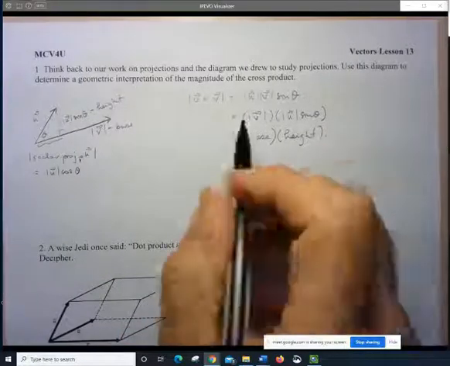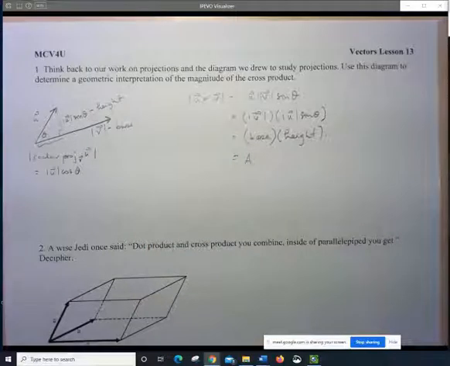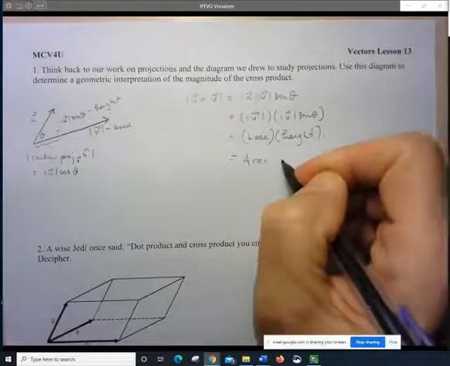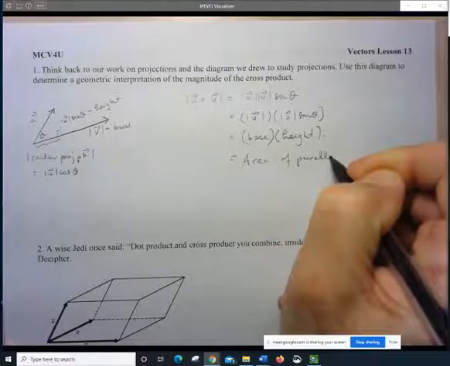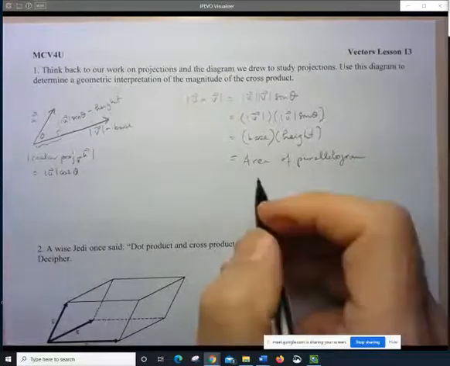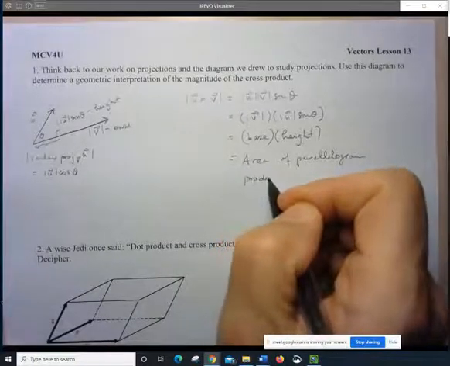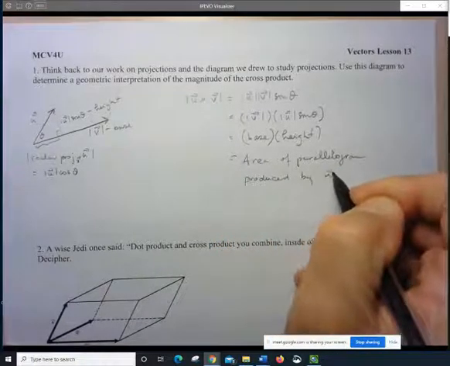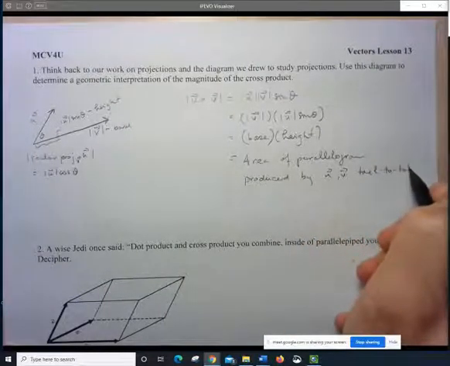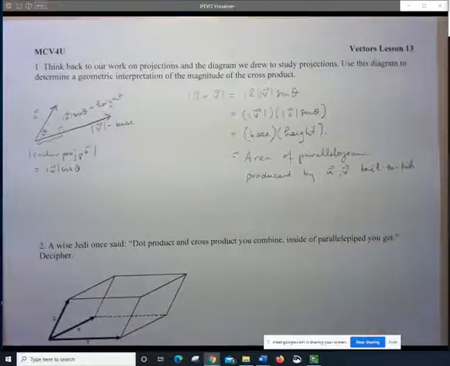So we realize here that this magnitude of the cross product geometrically, excuse me, just represents the area of the parallelogram. I think I got that right. Okay, produced by u and v tail to tail. Okay, so we see how this parallelogram formed by two vectors just keeps coming back to be useful for us.